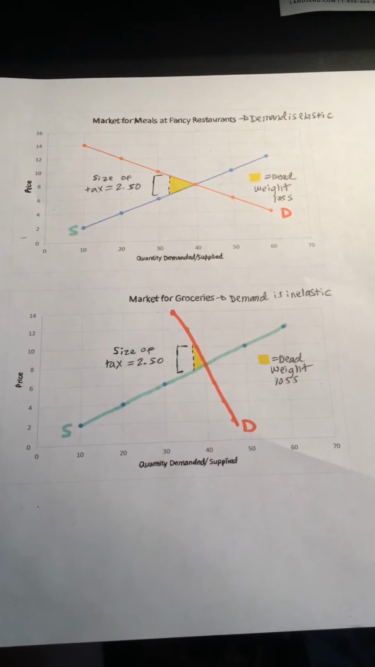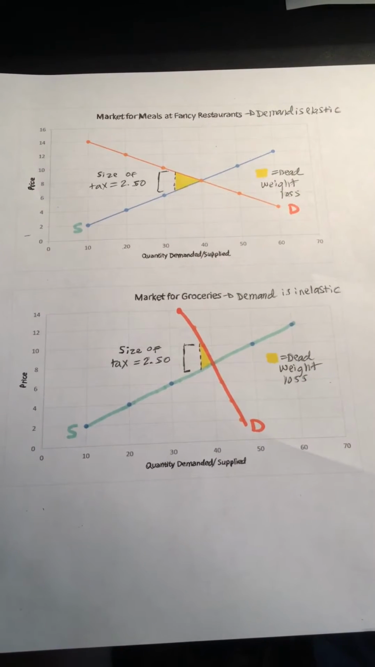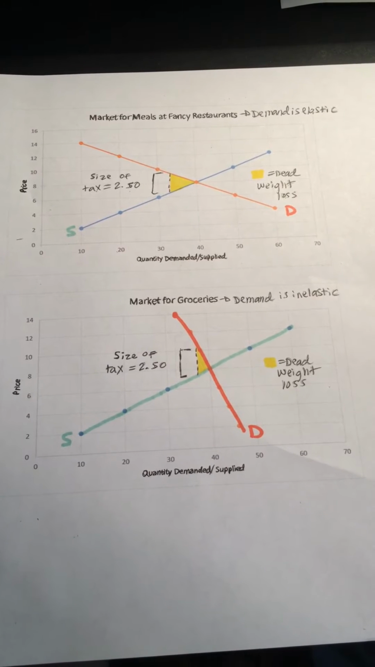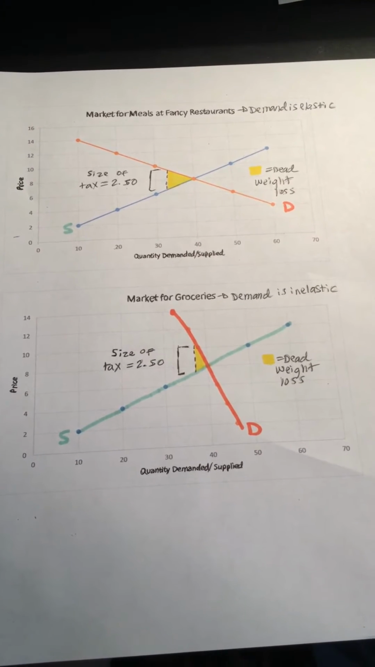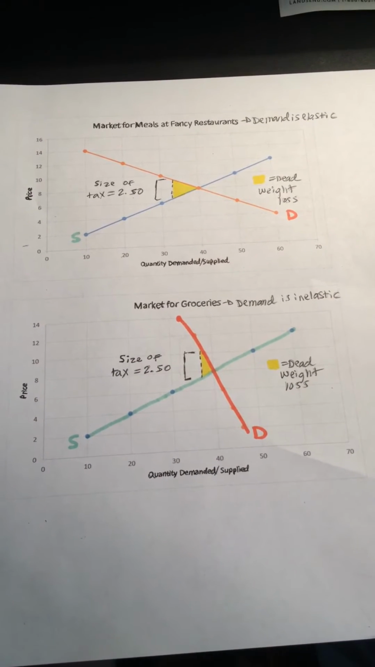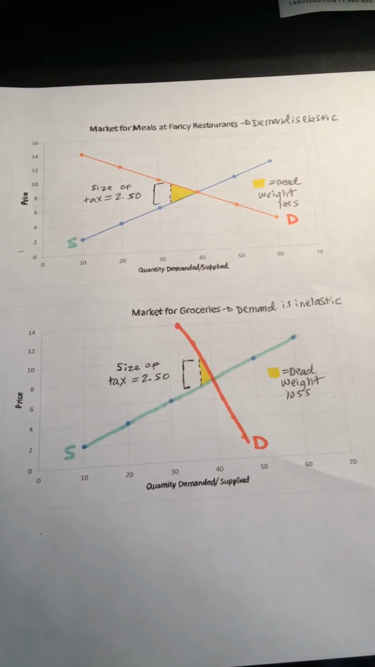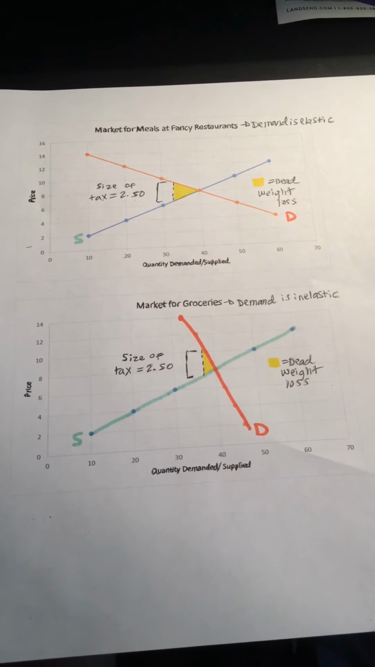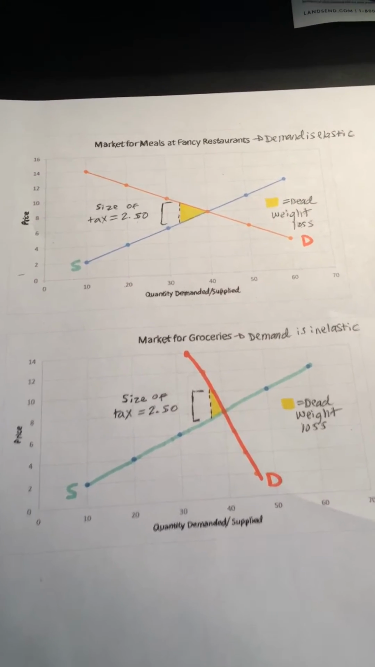Hello everyone, my name is Cody Prochnow, and these are my two graphs for the market for meals at fancy restaurants where demand is elastic and the market for groceries where demand is inelastic. So first we'll take a look at the market for meals at fancy restaurants.